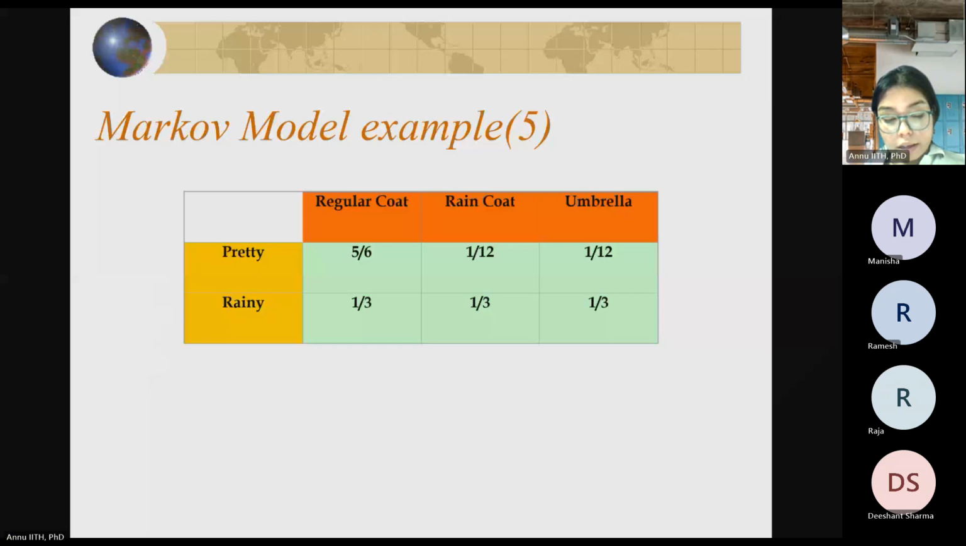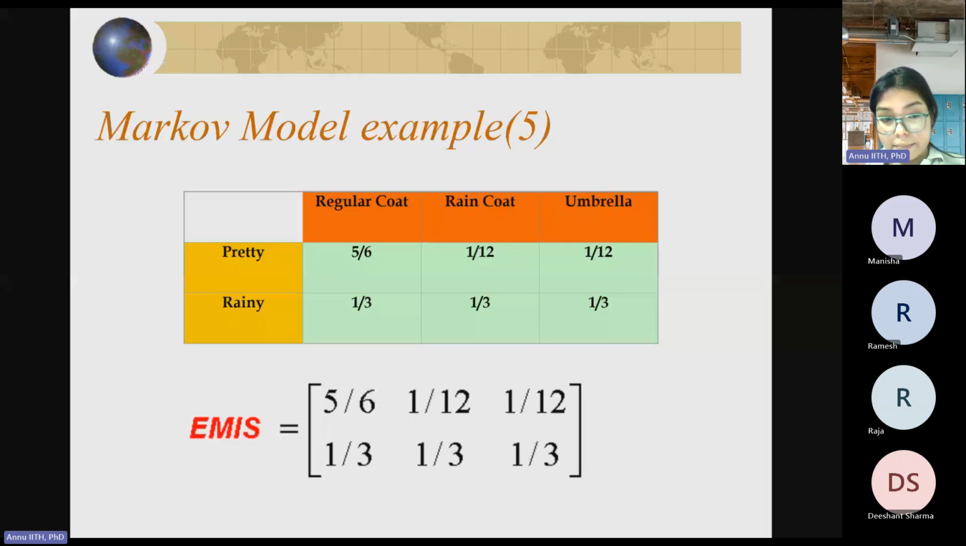Then again we can have this observation like the sequence. So pretty, rainy, then regular coat, raincoat or umbrella. If it is pretty, then most probably you'll have 5/6. If it is pretty, then you can have raincoat as 1/12. And these are the probabilities of what you will wear. So this is not a transition probability. This is something different. It's the emission probability.